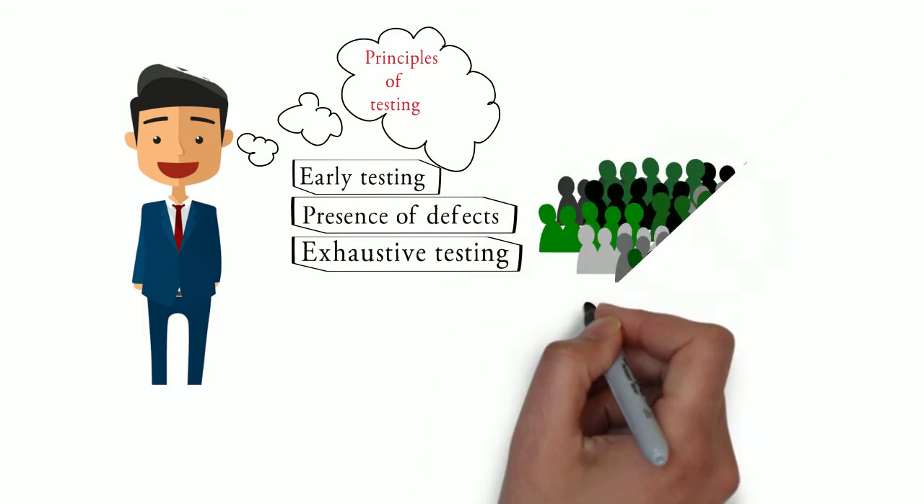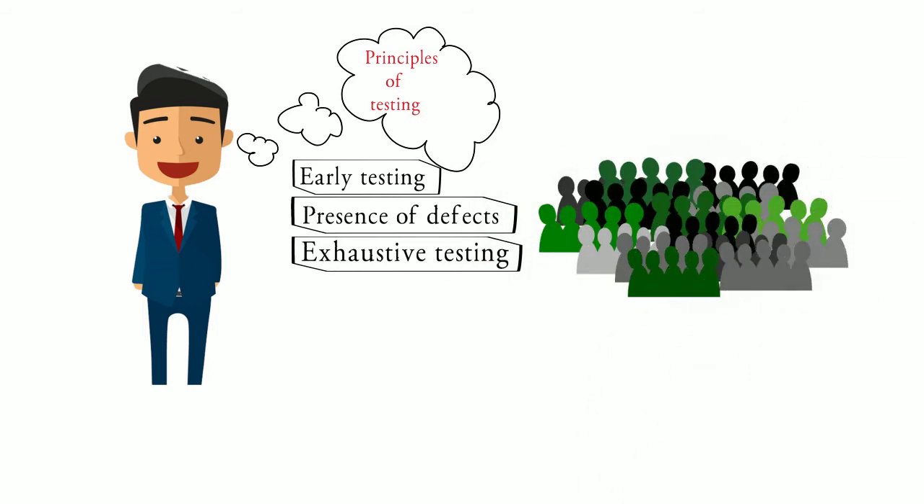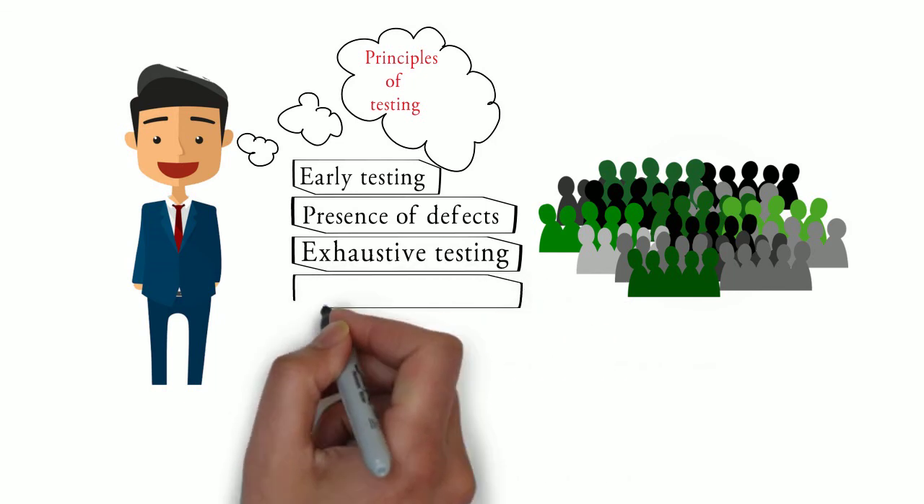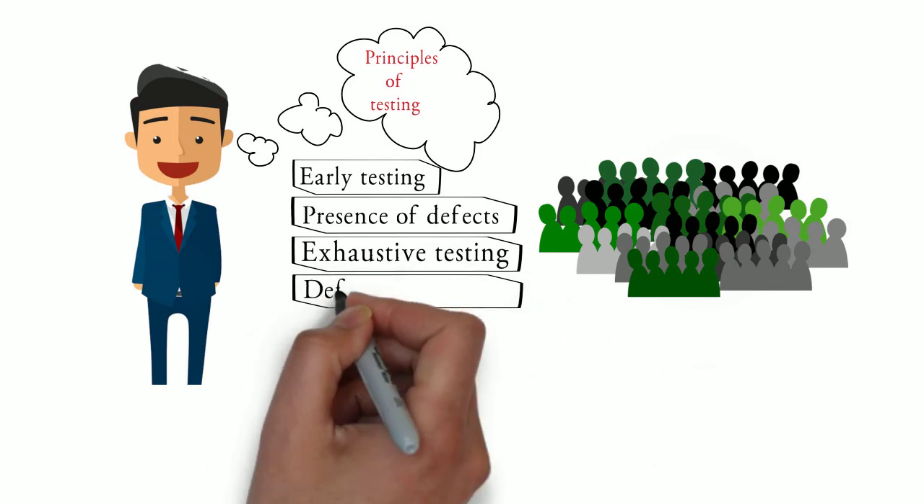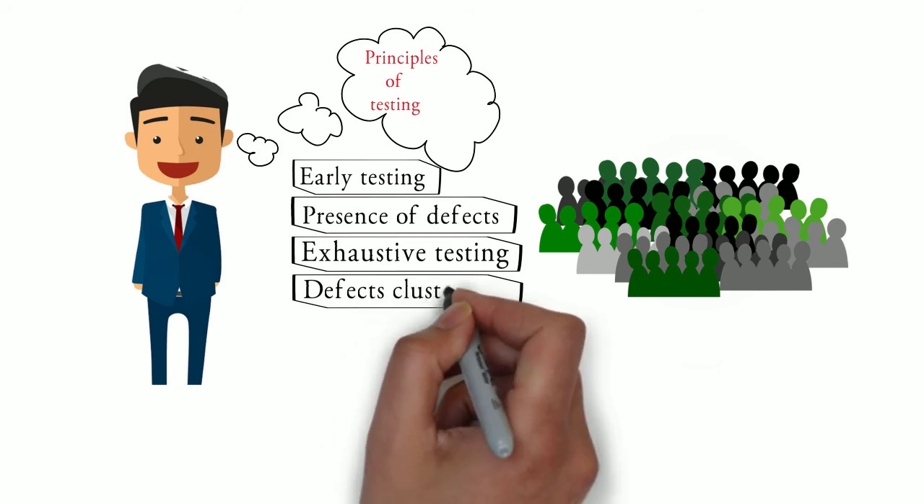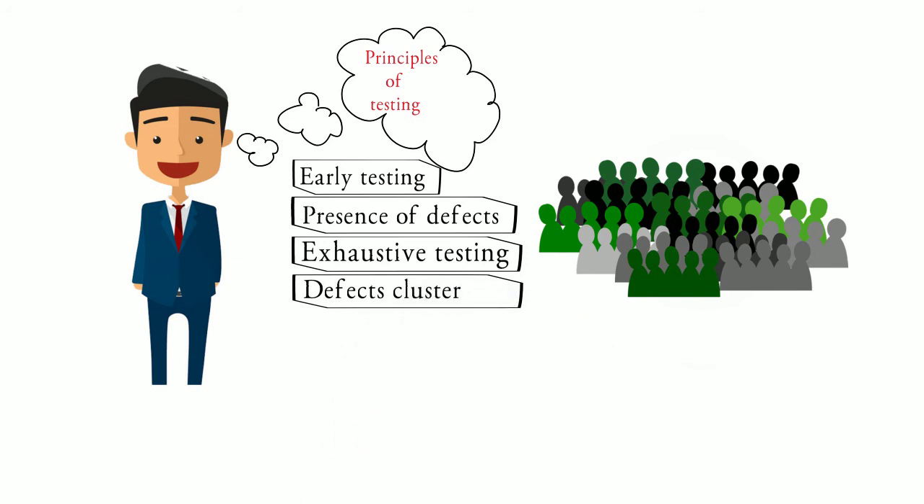The fourth principle is defect clustering. Defects tend to cluster. This occurs as an area of code can be particularly complex and tricky. Focusing tests on these hotspots helps in unearthing defects at an early stage itself.